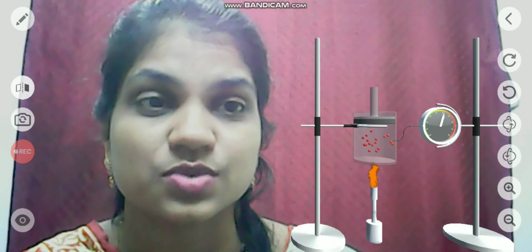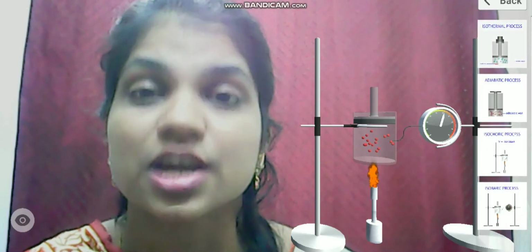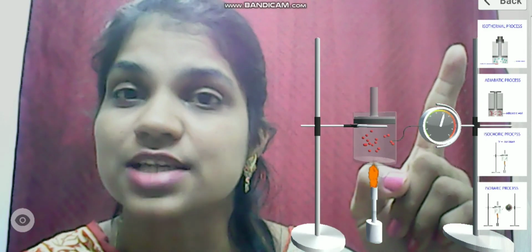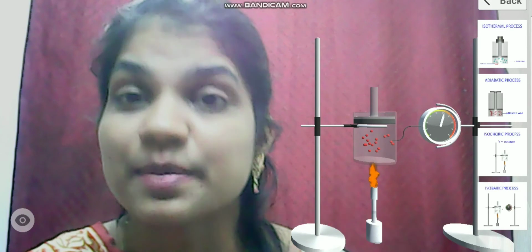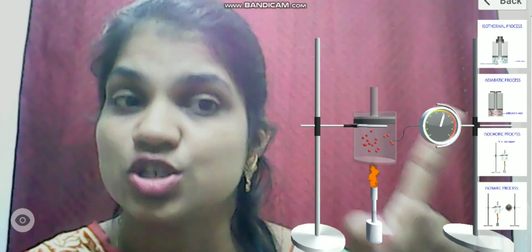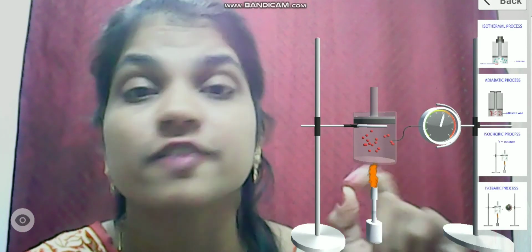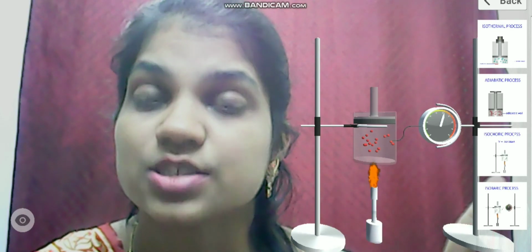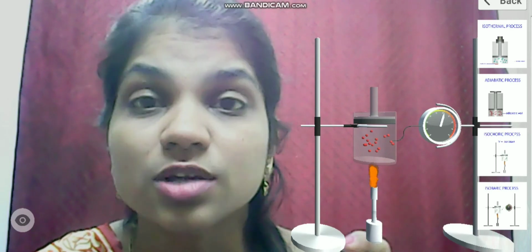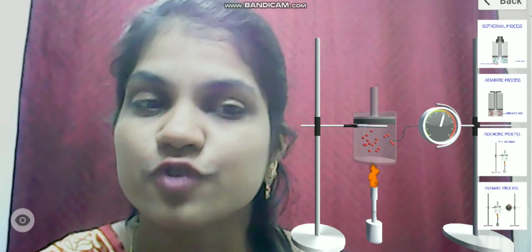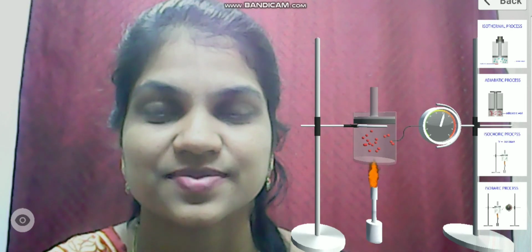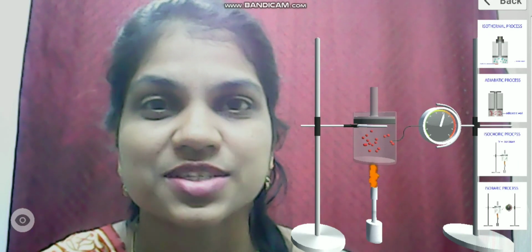So students, we learned today four thermodynamic processes. One is the isothermal process where temperature is constant. Two, the adiabatic process where the heat energy is kept constant. Three, the isochoric process where the volume is kept constant. And four, the isobaric process where the pressure is kept constant. I hope the thermodynamic processes are clear to you all.